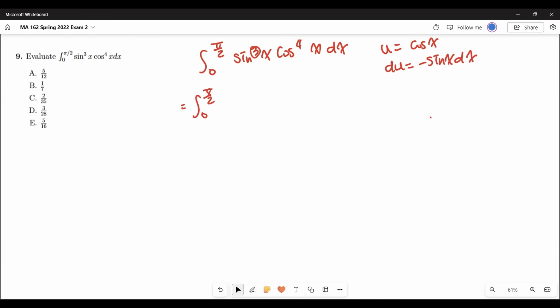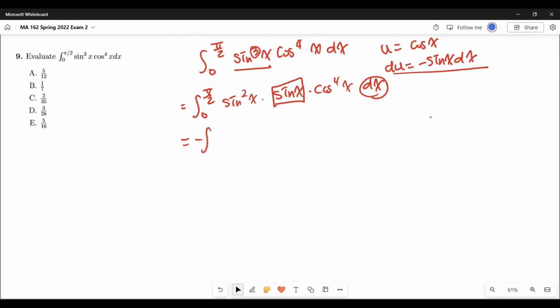I'll explain what I meant. From 0 to pi over 2, you're going to split sine cubed x into sine squared x and sine x. So sine squared x, sine x, cosine to the fourth x dx. If you look at it, sine x is the one alone that doesn't have the square, and you can write this with du. That's why we don't write the odd power as u. So this will become negative du, and then u to the fourth power, and then sine squared x.